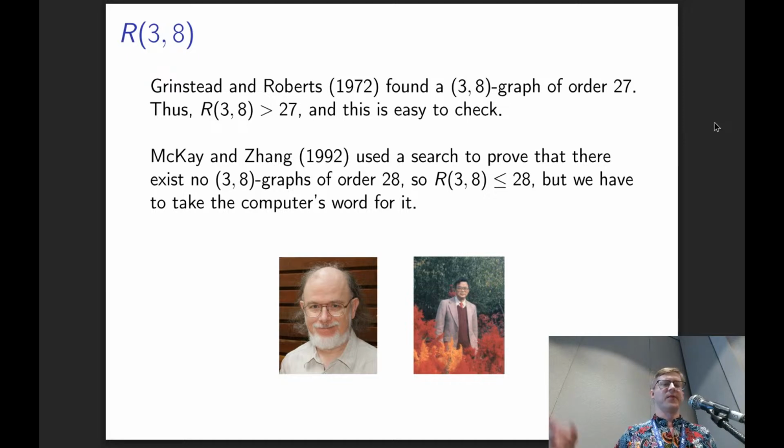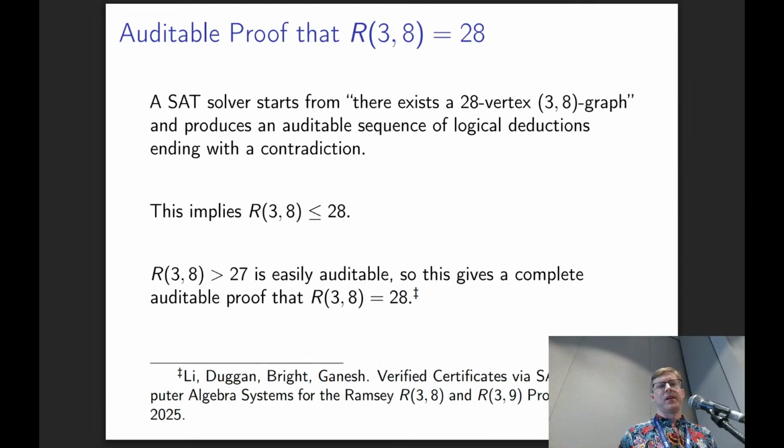However, again, you have the same problem. The disproof relied on computer computations, and there was nothing to check. You just have to trust the computer. So we did that. We also used the SAT solver for this. You give the SAT solver the statement that there exists a 28 vertex 3-8 graph. It's a big logical statement. The SAT solver starts from that, makes a bunch of logical deductions, finishes with a contradiction, and that's a proof that that graph doesn't exist. So then R(3,8) is at most 28. The proof is auditable, and the lower bound is also auditable because you have the graph explicitly. So that lower bound is easy to check.